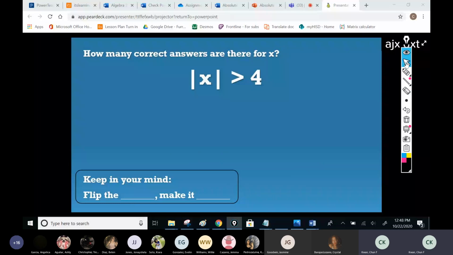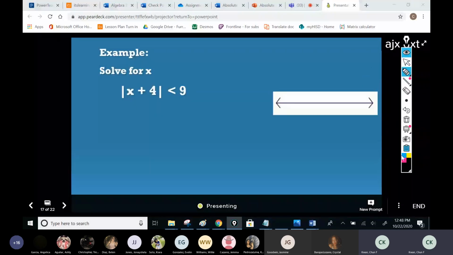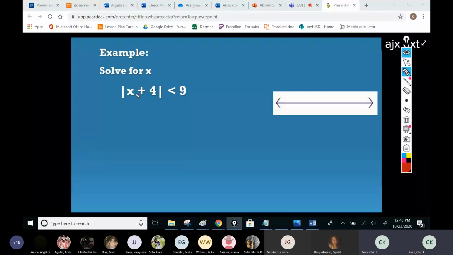All right, so let's look at another problem that is a little bit more challenging. That one was way too easy. Okay, absolute value of x plus 4 less than 9. We just take a glimpse at it. There's no number that is being multiplied, no divide, nothing else but just the absolute value of x plus 4. That means we can go ahead and set up the two answers.